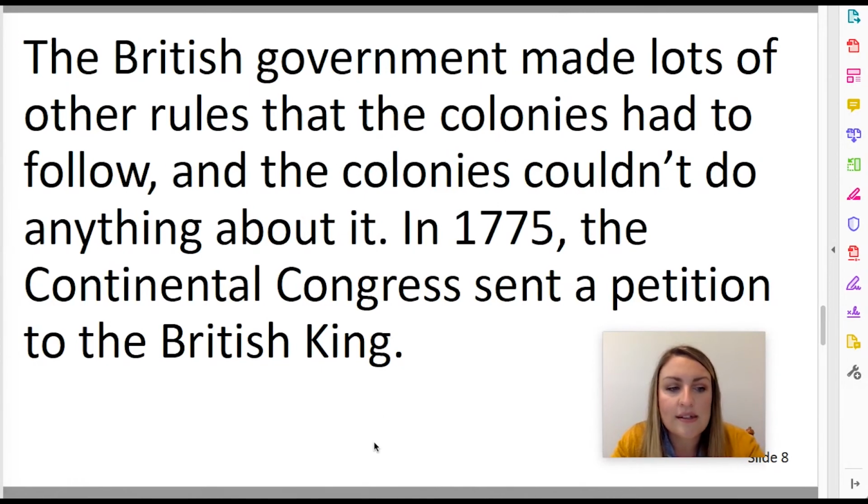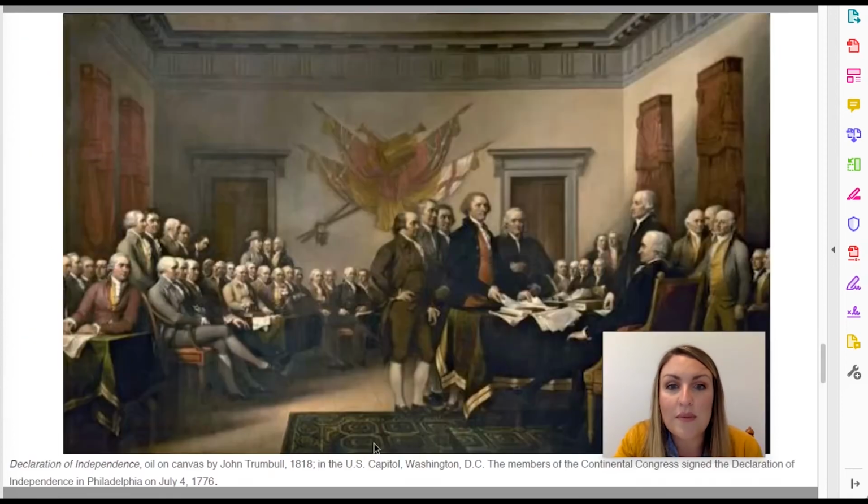Good job, boys and girls. Let's listen to that last sentence again. In 1775, the Continental Congress sent a petition to the British king. Who were the Continental Congress again? Oh yeah, that's right. They were the delegates that made the government. Remember these guys? So these delegates sent a petition to the British king. Petition. Say petition. A petition is a request to change something that is signed by many people.